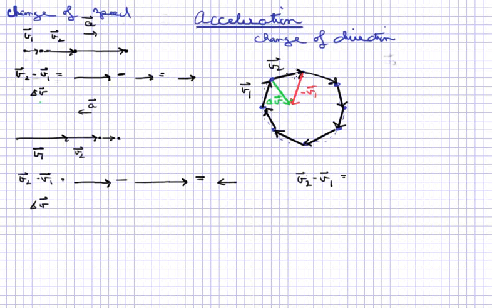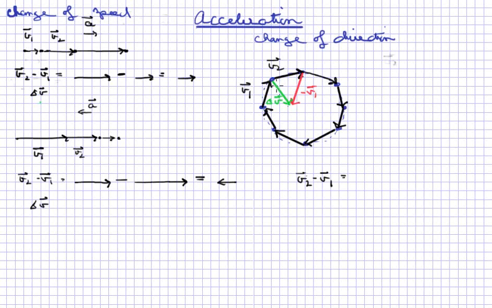So in order to compute v2 minus v1 for this uniform circular motion scenario, here is minus v1 here, and so I'm simply going to add minus v1 to v2, and I'm going to get this green vector delta v, which is going to be in the same direction as the acceleration, and it is pointing towards the center of this circle.